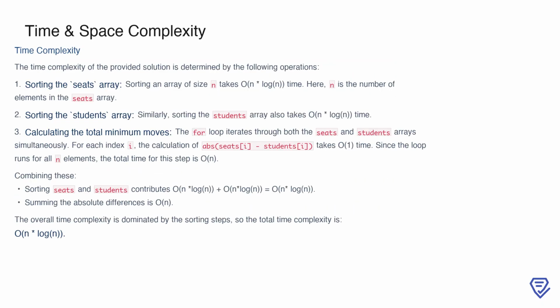To analyze the time complexity of the solution, we start by considering the operations involved. First, we have to sort the seats array. Sorting an array of size n requires O(n * log n) time. Similarly, sorting the students array also takes O(n * log n) time. Once the sorting is complete, we calculate the total minimum moves. This is done using a for loop that iterates through both the seats and students arrays. For each pair of elements, we compute the absolute difference, which takes constant time, O(1). Since the loop runs for all n elements, this step has a total time complexity of O(n).